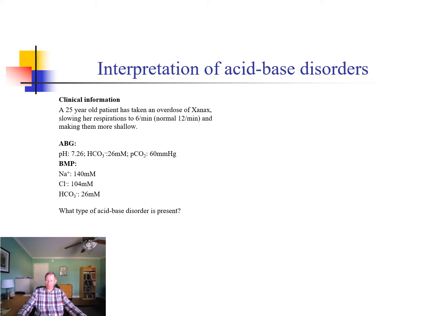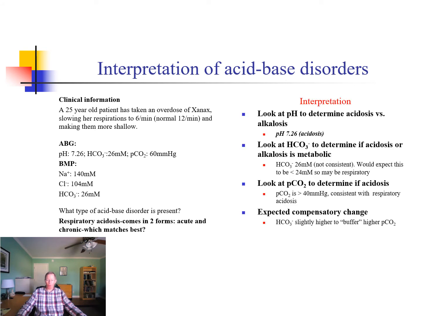So what do we do? We look at the pH. Always, always, always. pH is 7.26, which is consistent with an acidosis. I'm now going to look at the bicarbonate. And so if I look at the bicarbonate, 26 is higher than 24, and that is not consistent with a metabolic acidosis, which should be less. So now I'm going to look at the PCO2, and see if the acidosis might be from a respiratory cause. If that's the case, the PCO2 should be greater than 40 millimeters of mercury, and it is in this case, it's 60. And so that's consistent with a respiratory acidosis.